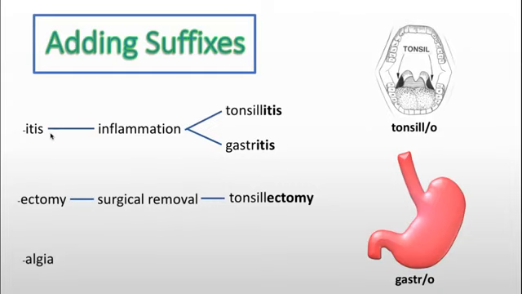Another suffix is alga, and we can add this suffix to the root gaster. This suffix means pain, and if we add it to gaster, we get gastralgia, and this means stomach pain. Another common term for this is stomach ache, but the medical term is gastralgia.